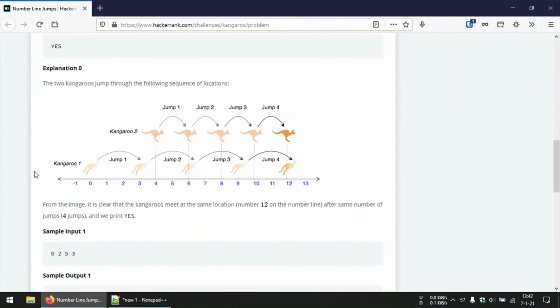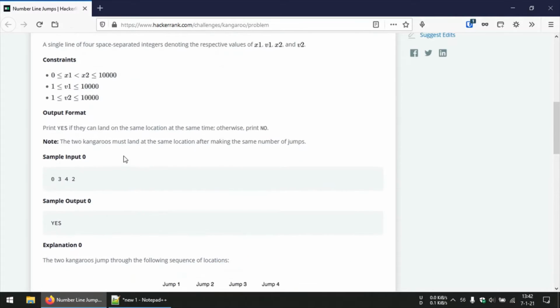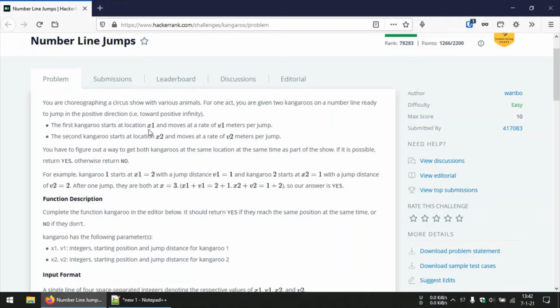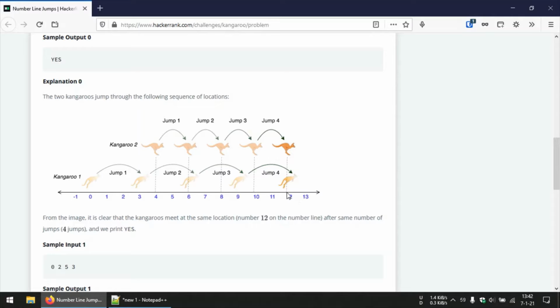So in this problem, there's an x-axis or a number line, and on this x-axis there are two kangaroos. Kangaroo 1 is at a position x1 on the x-axis, and kangaroo 2 is at a position x2. It's also given that kangaroo 1 can move v1 meters per jump, and kangaroo 2 can move v2 meters per jump. Now, what we need to find here is if both kangaroos can land at the same point on the x-axis after a certain number of jumps.